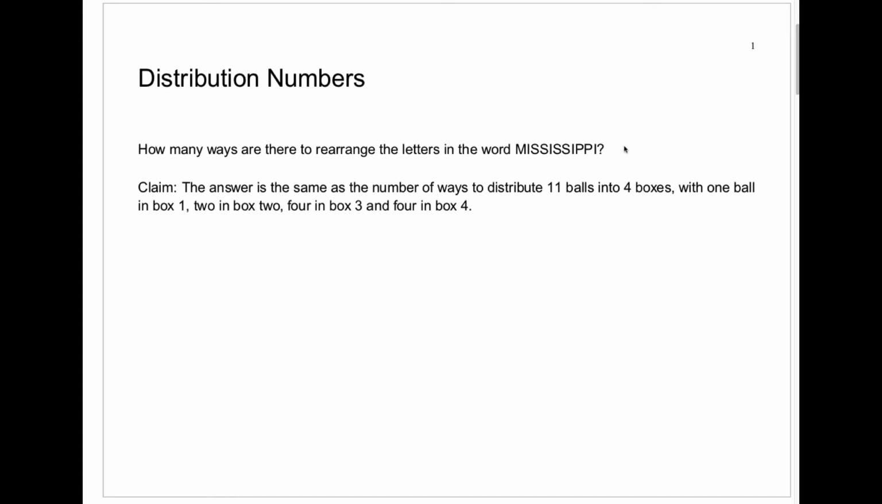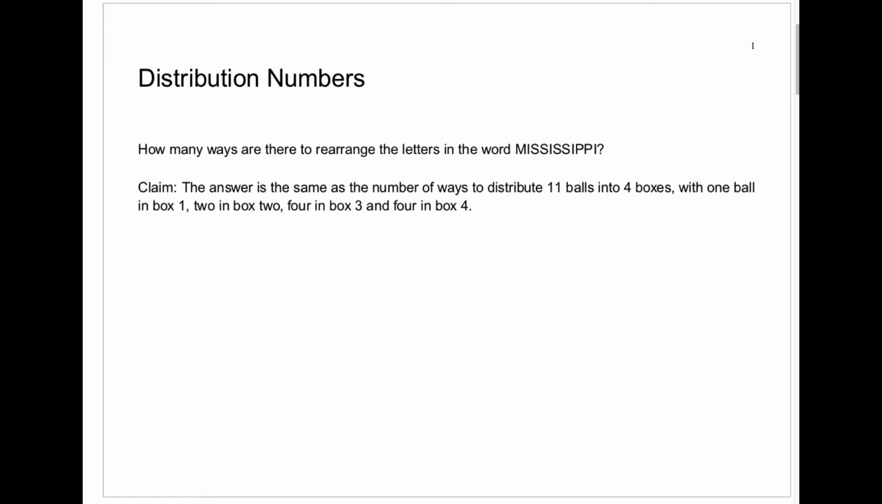Today's lecture will be about different types of distributions and the distribution numbers. We're going to start by talking about a question we've already talked about earlier in the quarter. How many ways are there to rearrange the letters in the word Mississippi?